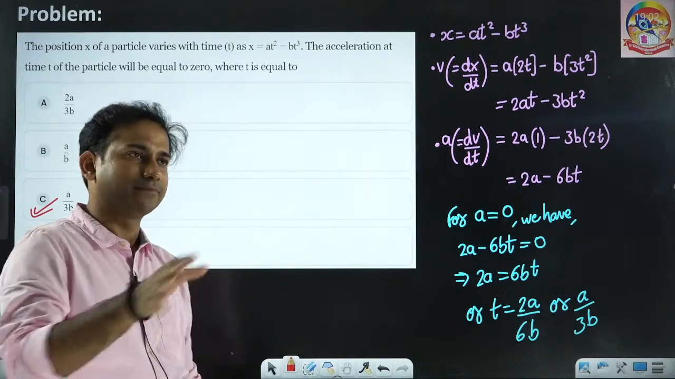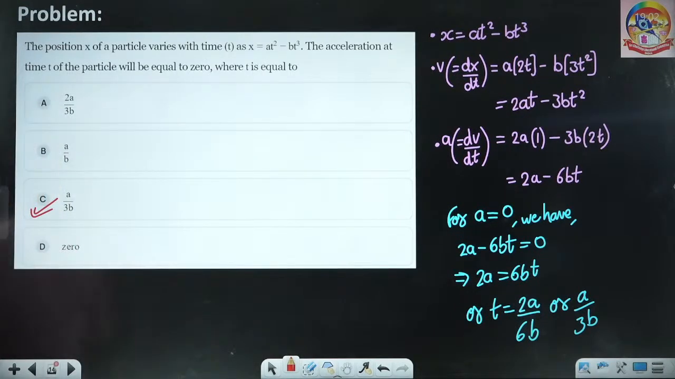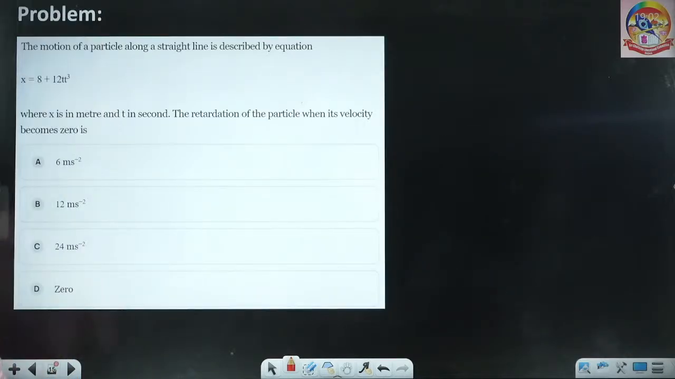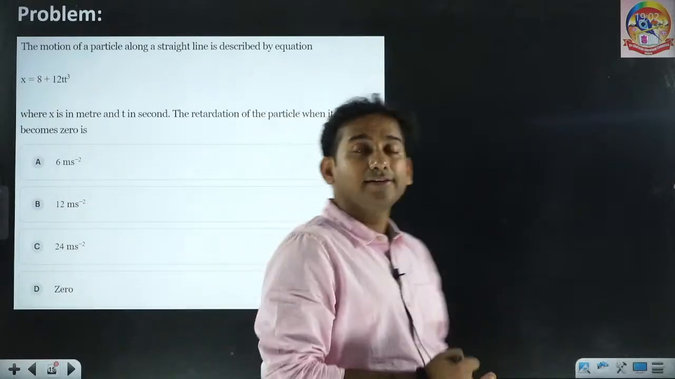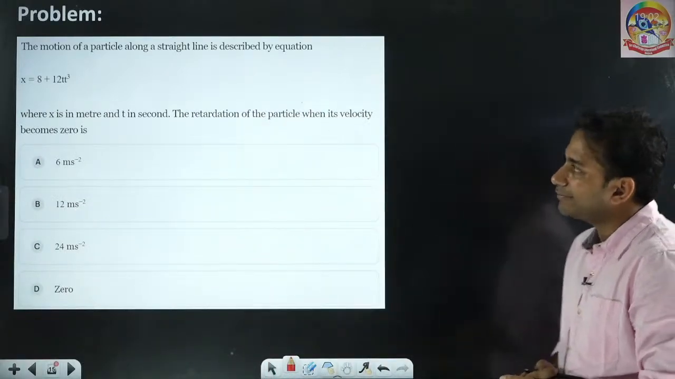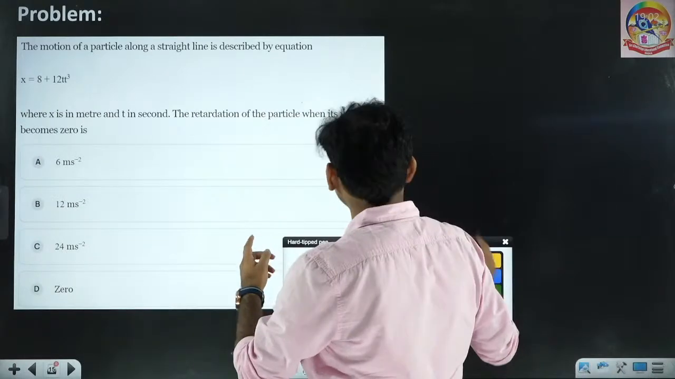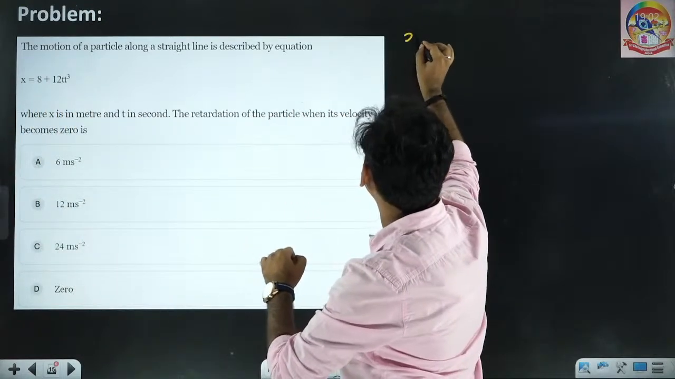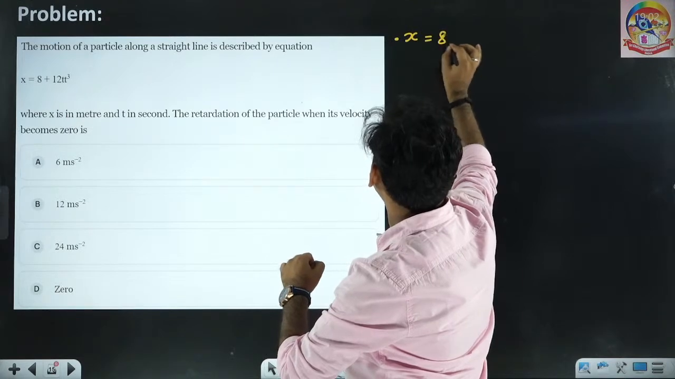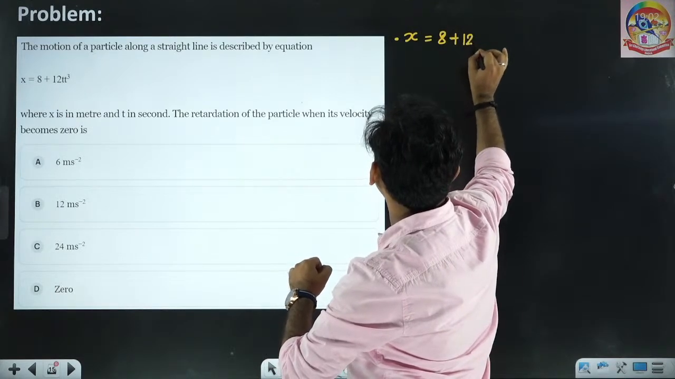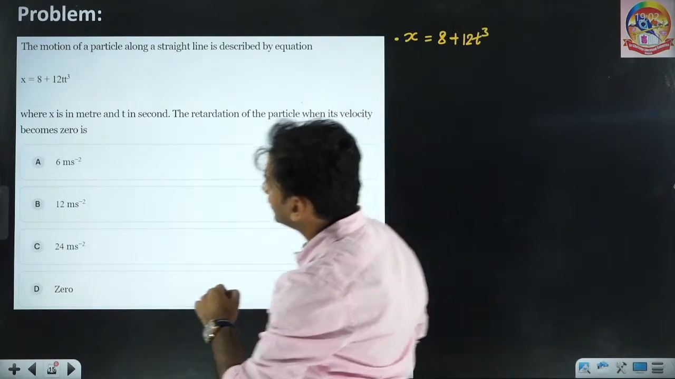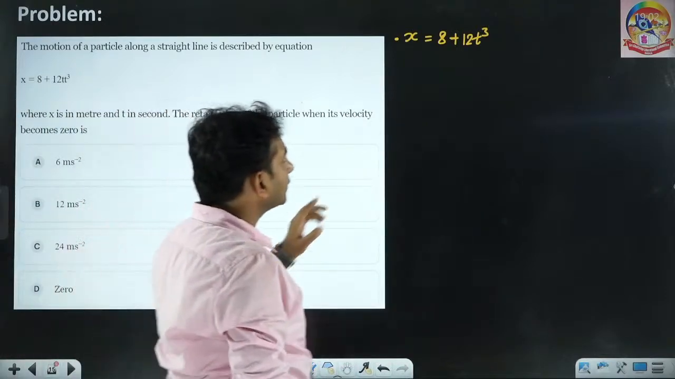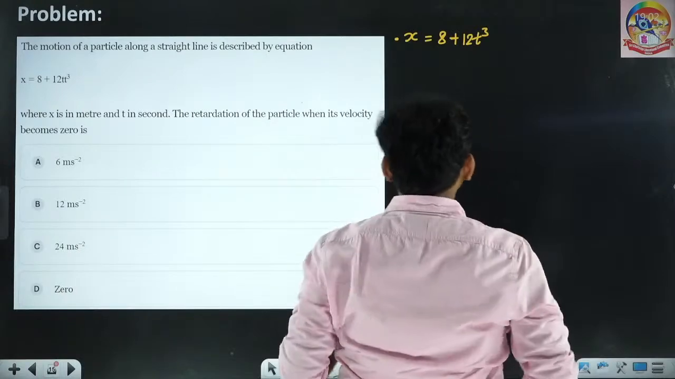Don't worry. Chalo. Let's complete the session with the next two problems. Next problem is, the motion of a particle along a straight line is described by the equation. See, the equation is given to you. So I'll start with that. What is the equation? x equals 8 plus 12 t cube. I think t cube is a typing error. It should be 8 plus 12 t cube, I believe.